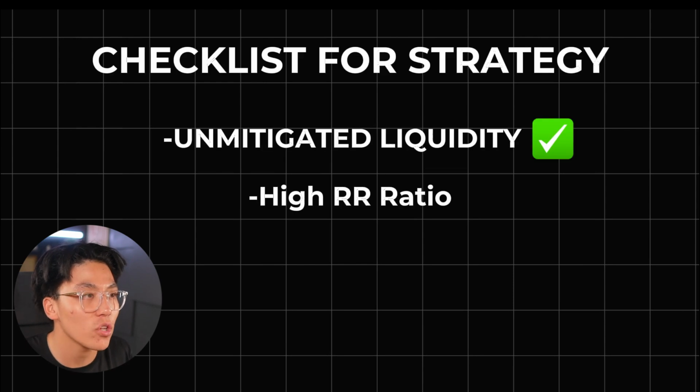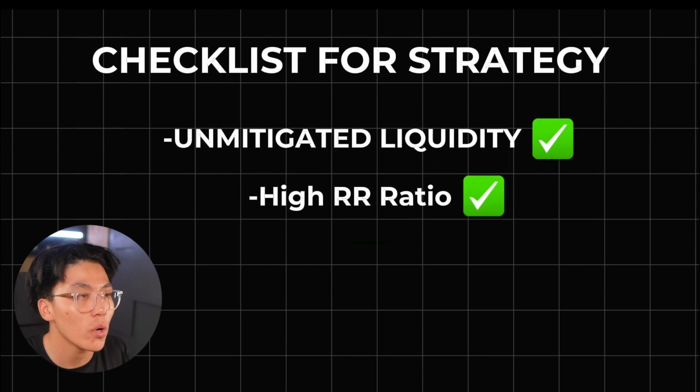Another thing I like to look for is a high risk to reward ratio. I want at least a 1 to 2 risk reward ratio. That means for every single dollar we risk, I want to at least have a $2 reward. And now we're going to be going on to some live examples that I have for us today.